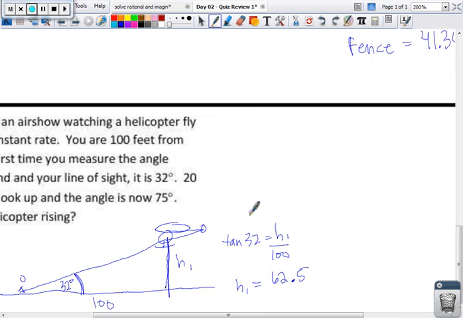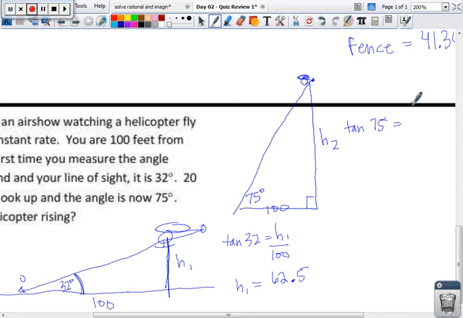Okay, now 20 seconds later, the helicopter's way up there because now you have a 75-degree angle. So here's a helicopter now way up here. It's smaller because it's higher. We can't see it as well. And we can figure out what the second height is. So you're still 100 feet away, so we're still using the tangent. But tan of 75 equals h2 over 100. So now the helicopter is 373 feet off the ground.